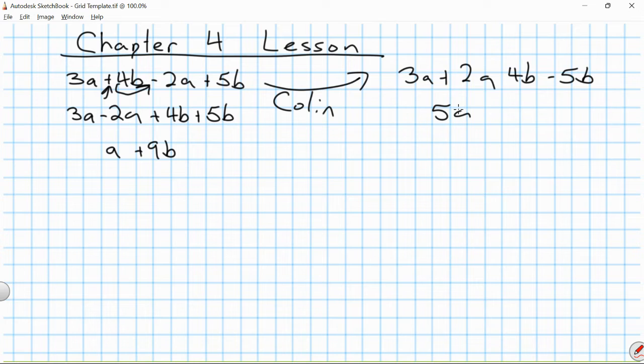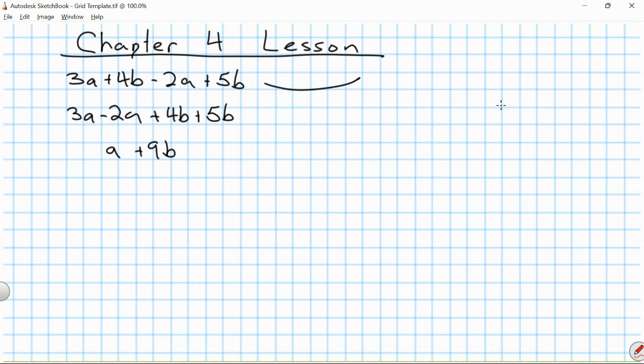This is not 5a. You couldn't be more wrong. I guess you could, but not reasonably. Okay, so signs in front of terms belong with those terms. We keep them together. Okay, I want you to try it number 2, A and B, and then we'll move on.